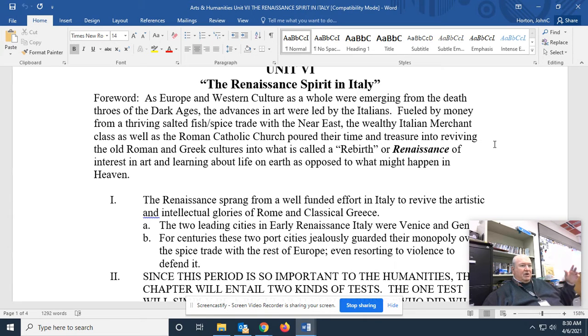So these wealthy Italian merchants, as well as the Roman Catholic Church, which was also wealthy, poured their time and their money, their treasure, into reviving the old Greek and Roman cultures into what is called a rebirth, or renaissance, of interest in art and learning. And with this also became an interest in art, learning about life on earth as opposed to what might happen in heaven.